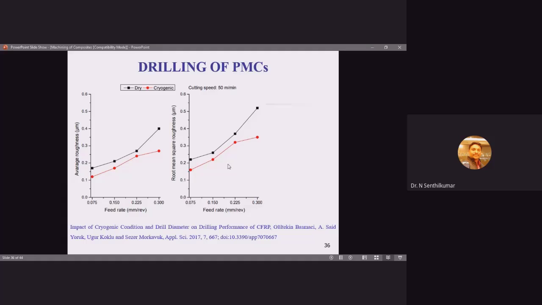Right? In both these cases, this is the time. The same trend you can see between the root mean square and also the average. Average is RA and root mean square is RMS. Okay.